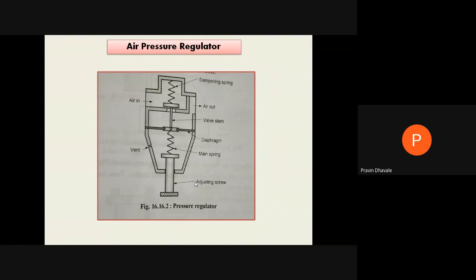Now the second element, that is the air pressure regulator. आता एअर प्रेशर रेग्युलेटरी डायग्राम जर तुम्ही पाहाल, ओके, हा कट सेक्शन दाखवलाय पण इथून एअर आत येणार आहे आणि इथून एअर बाहेर जाणार आहे. हा एअरचा फ्लो पाथ कसा असणार आहे?